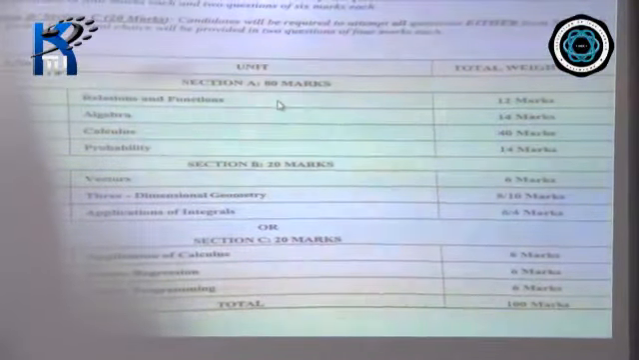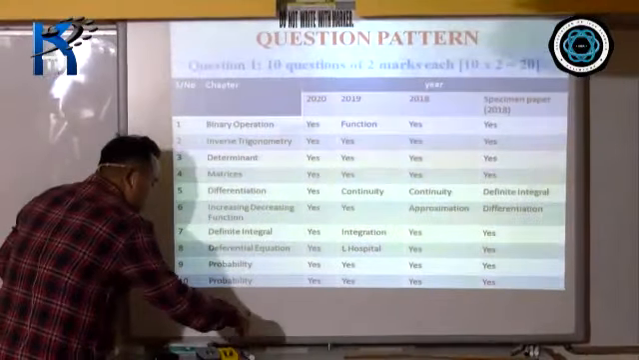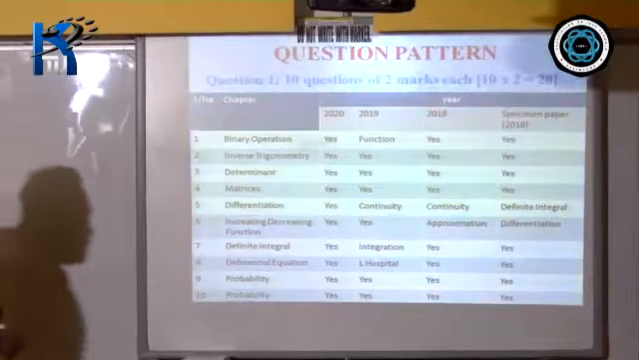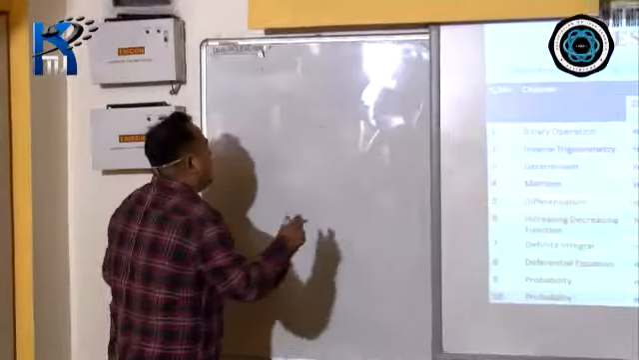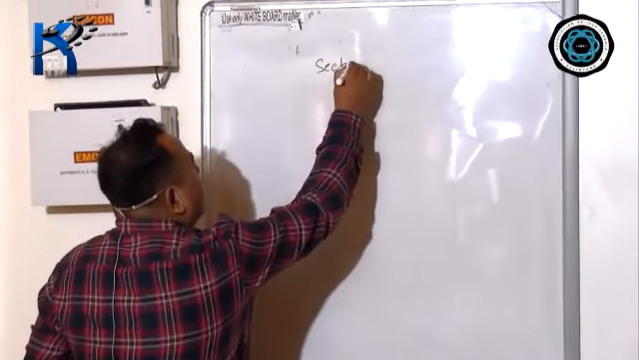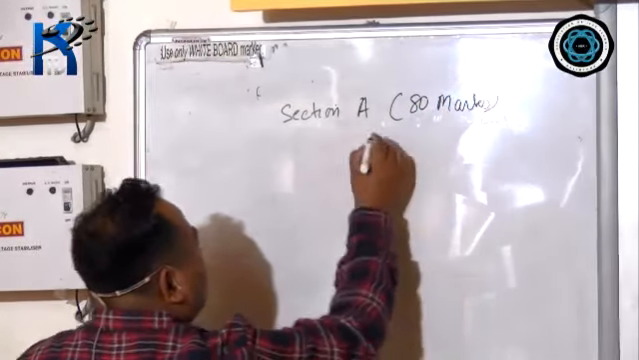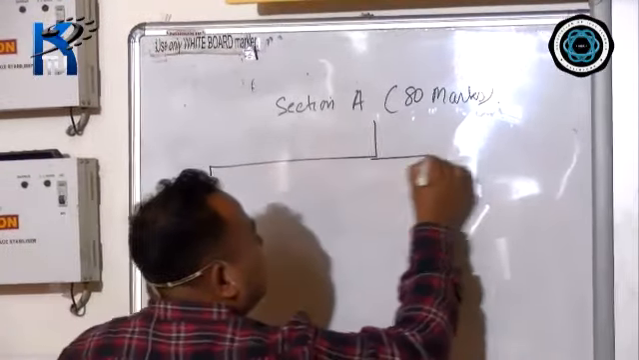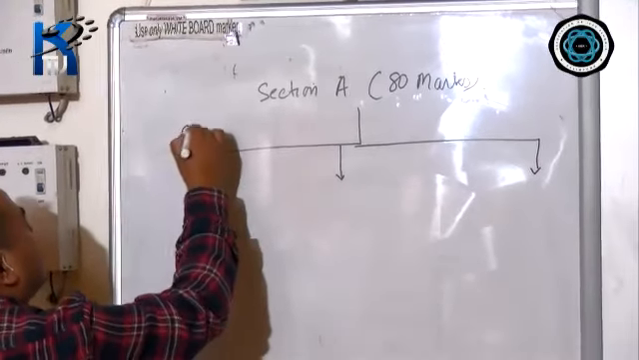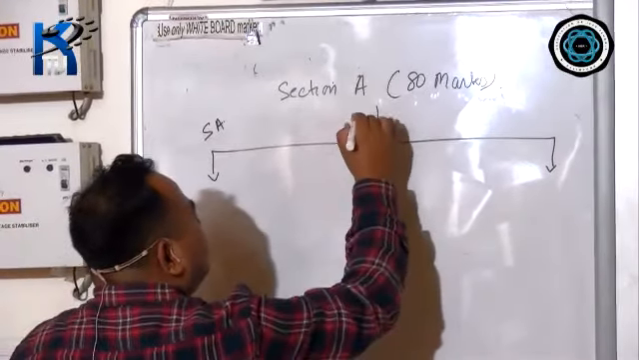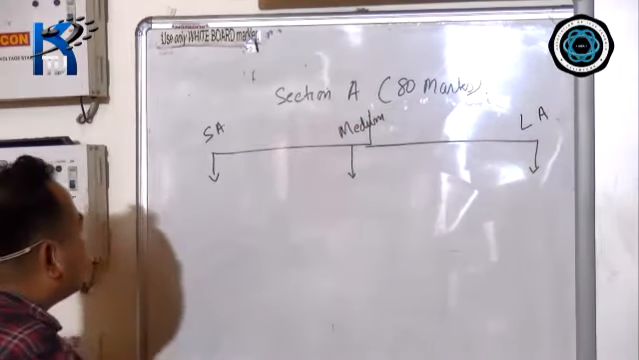So let us move towards the question pattern. Before you see this table, I'll explain the type of questions that you get from section A. As I told you, you're going to get 80 marks from section A. I have divided section A into 3 parts: this is short answer question, this is medium, and this is long answer question.